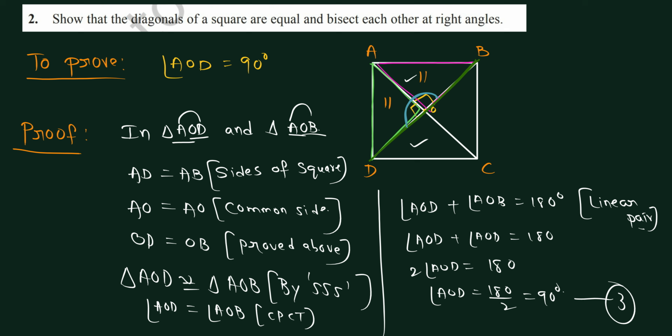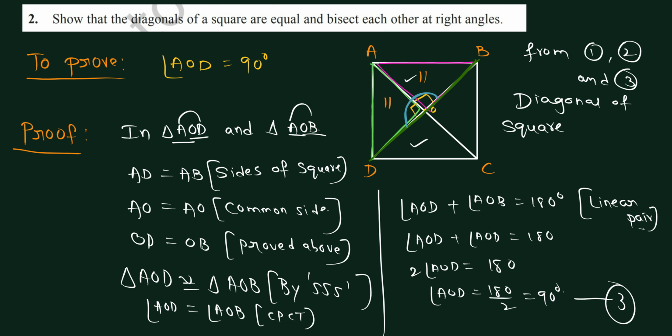From 1, 2 and 3, can I say the diagonals of a square are equal and bisect each other at right angles? Write: diagonals of a square are equal and bisect each other at right angle. Final statement you write like this. Note down this.